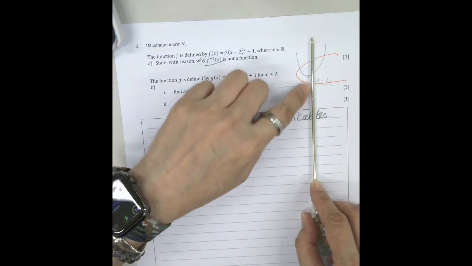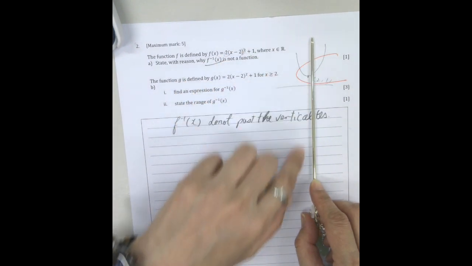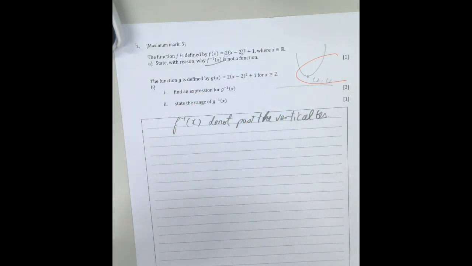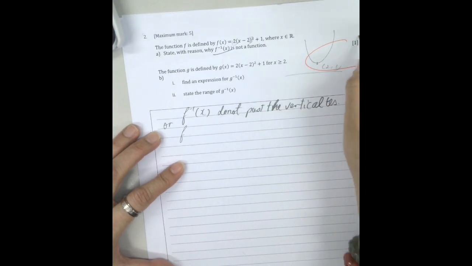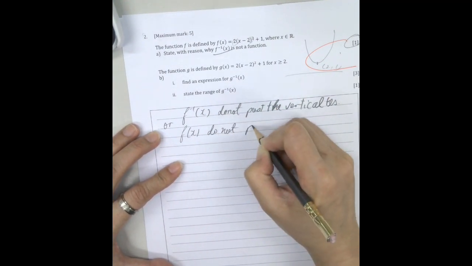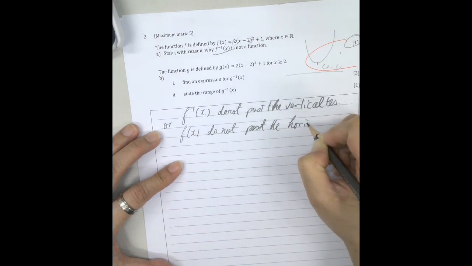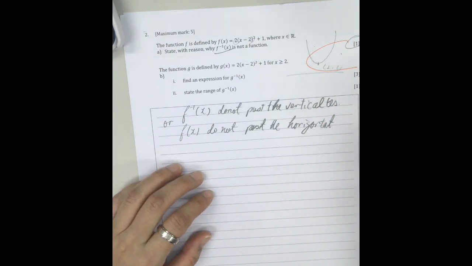So if we use the vertical test, it hits the red point twice. So that is something that we need to be aware of. The inverse does not pass the vertical test, or in another way, we just need one of them, because it's only 1 point. X does not pass the horizontal test. So if a function passes the horizontal test, the inverse will be a function as well.